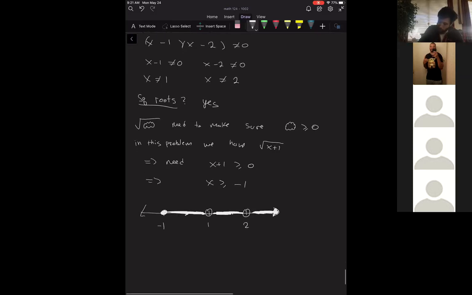Okay, so this is the graph notation. If we put this into interval notation, we have a bracket on minus 1 all the way up to 1. Now connect it with the next section, 1 to 2. And then connect it with the far right section, 2 to infinity.